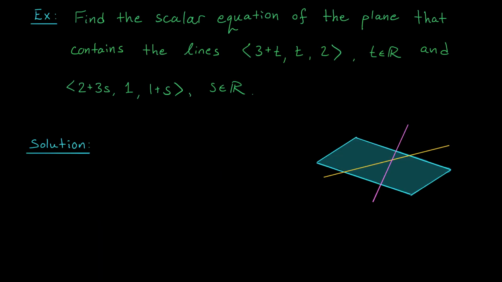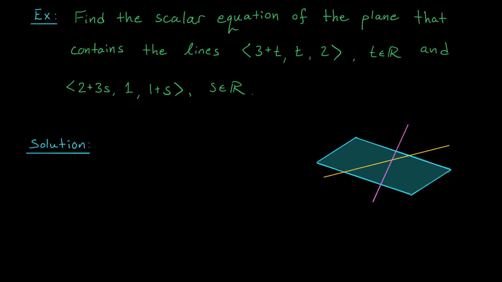Okay, in this example, I've given you 2 lines in R3. The first is parametrized by t, the second is parametrized by s. I want to find the scalar equation of this plane in R3 that contains both of my lines. Okay, we're being asked to find the equation of a plane. So we're going to need a point on the plane and its normal vector. Well, for a point, I suppose we could use any point on either of these lines, right? The lines sit inside the plane, so any point on the lines should be sufficient.